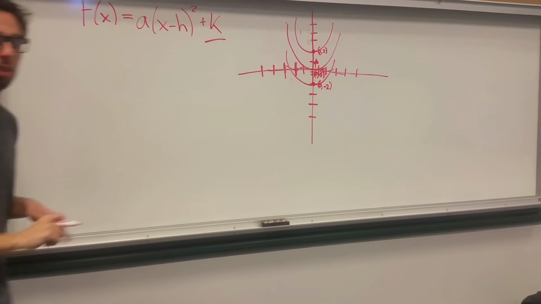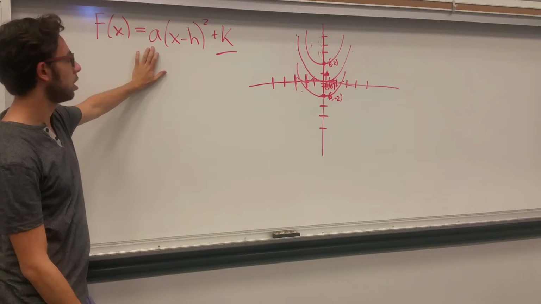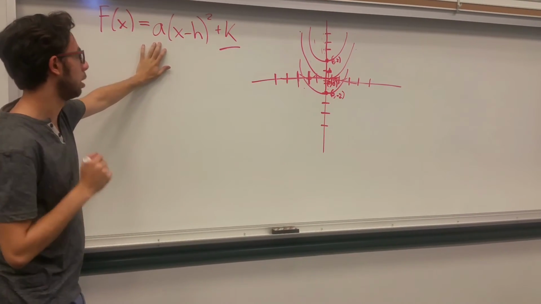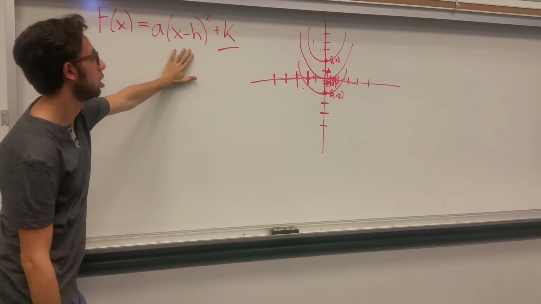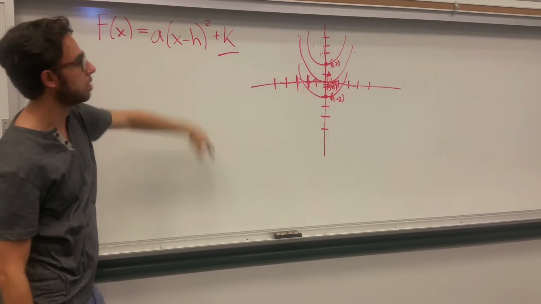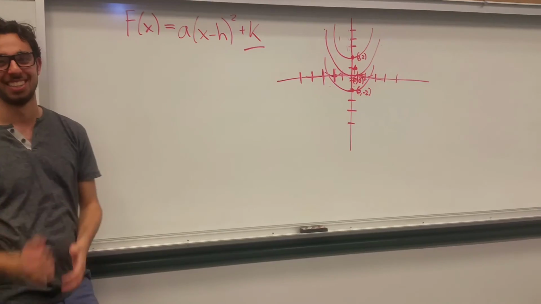So just a quick review. A determines the width of the parabola and whether it's facing down or up. H determines whether we move it to the right or left. And k determines the upward or downward shift in the parabola.